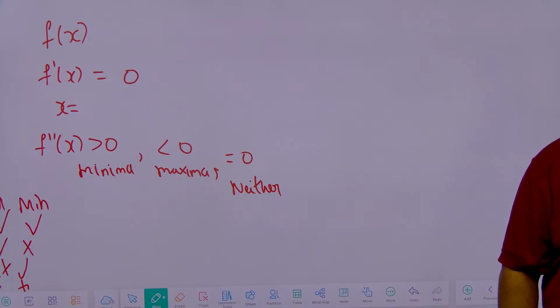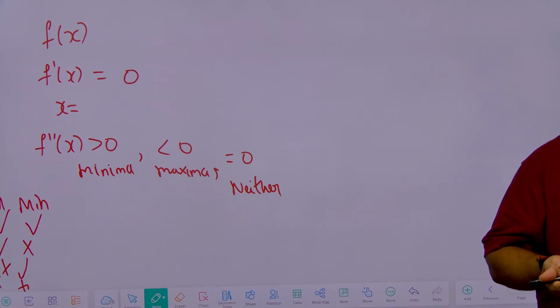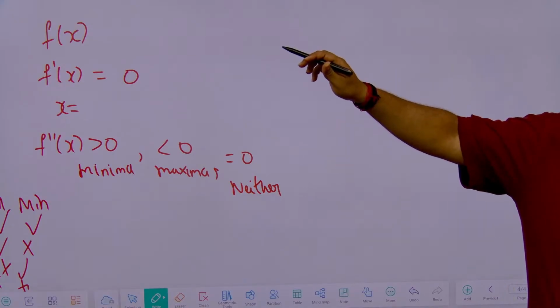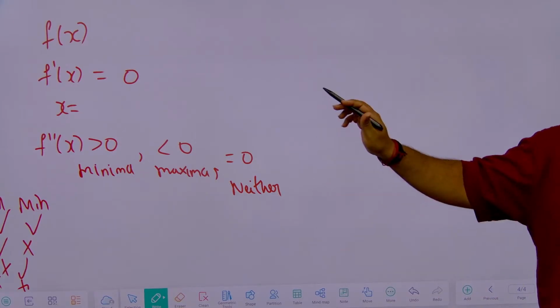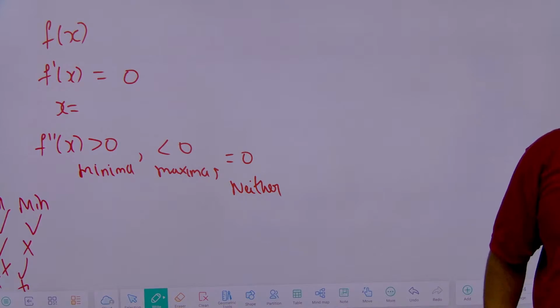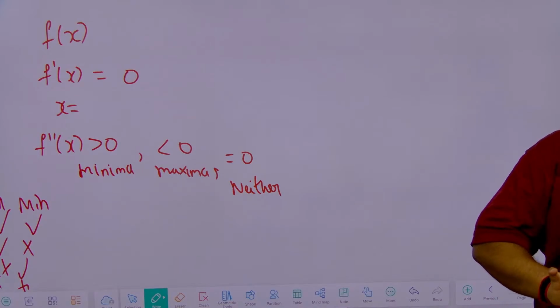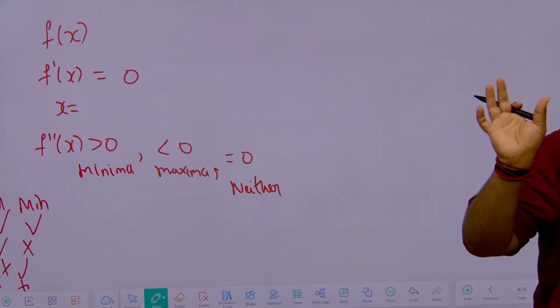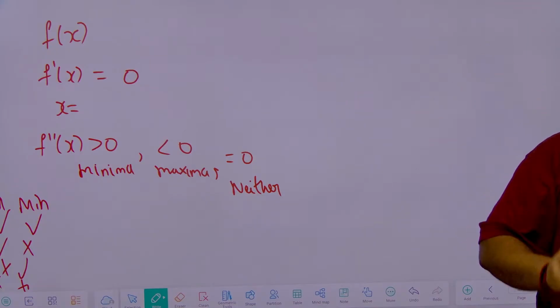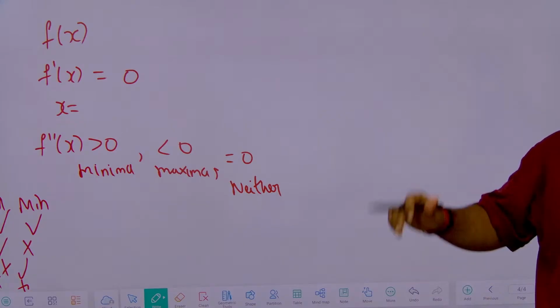But if they ask you what is the maximum value, put the value of x where you are getting maxima, or where you are getting minima, in the original function. Original function means not the function which you differentiated, but the function given in the question. There you have to put the value of x.